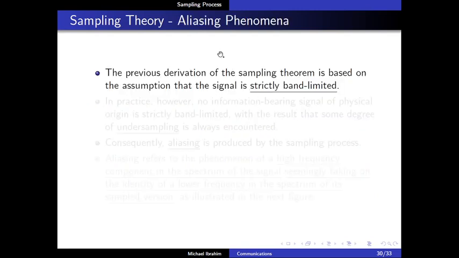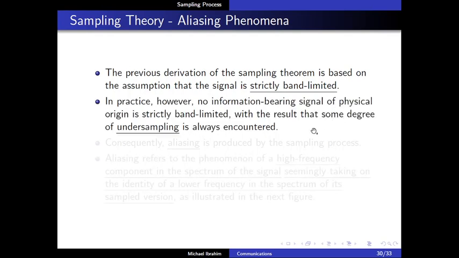So let's move on. As we have discussed before, the sampling might result in the so-called aliasing phenomena. In the previous derivation, we assumed that the signal is strictly band limited, that the spectrum G of f is 0 for frequencies larger than W or minus W. In practice, however, there is no signal that's exactly or strictly band limited. There is always some sort of undersampling and some sort of aliasing happening.